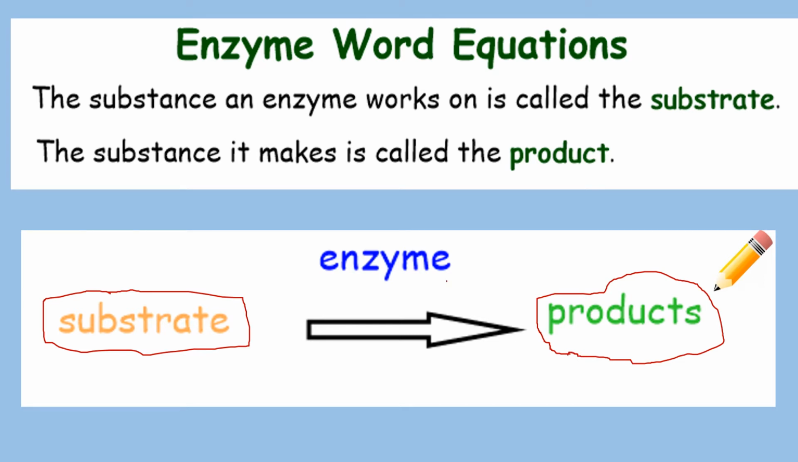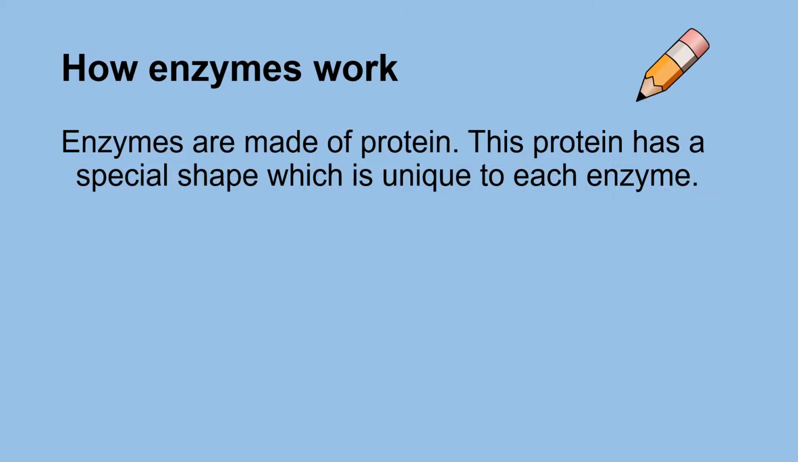But what your enzyme does is it speeds up the reaction, so it makes it go faster at lower temperatures. So you need to make sure that you write out this word equation and that you know it. So then you would want to put the title how enzymes work.